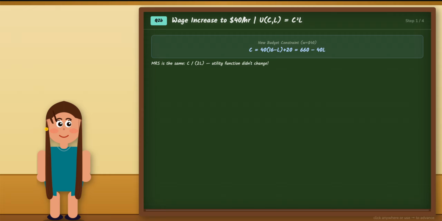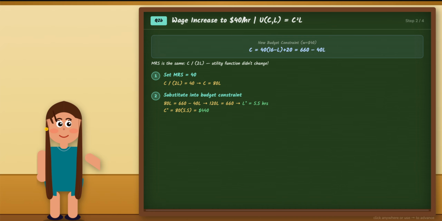Part B uses the exact same method, but now the wage is $40 per hour, not per month. The new budget constraint is C equals 40 times (16 minus L) plus 20, which gives 660 minus 40L. The MRS formula is unchanged since the utility function is the same, C over 2L. Setting the MRS equal to the new wage, C over 2L equals 40, so C equals 80L.